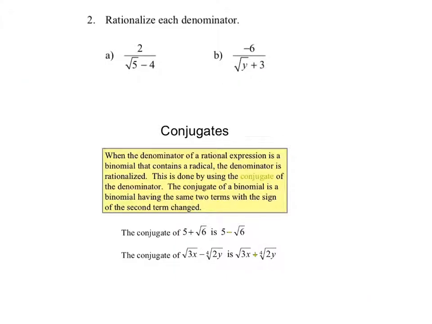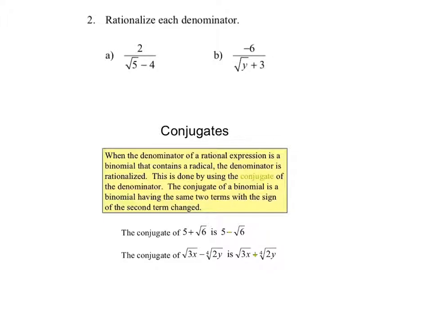For these examples, we want to rationalize each denominator, but in each denominator we have a binomial. So in order to rationalize, we need to multiply by the conjugate. As you can see in the yellow box here, we describe what conjugates are. When the denominator of a rational expression is a binomial that contains a radical, the denominator is rationalized. This is done by using the conjugate of the denominator.